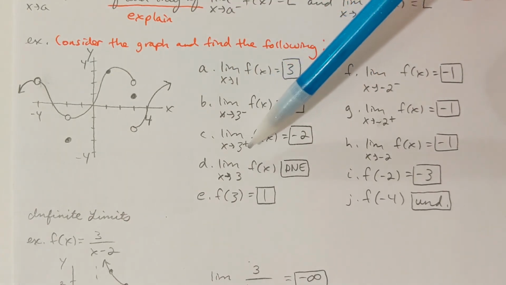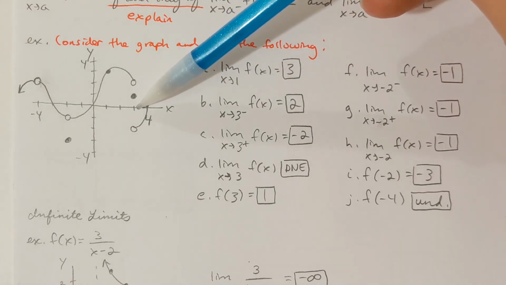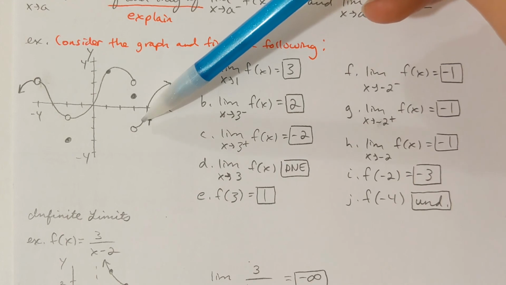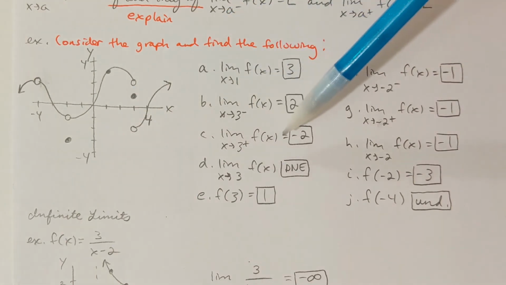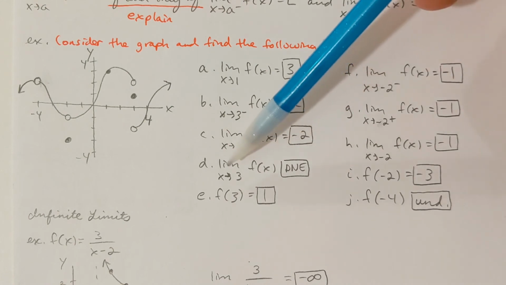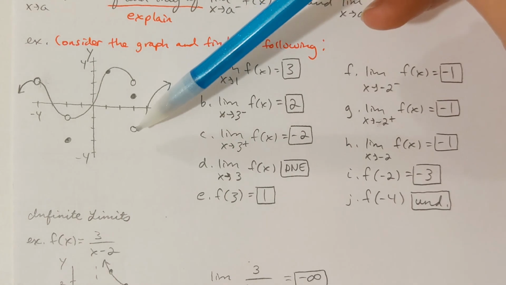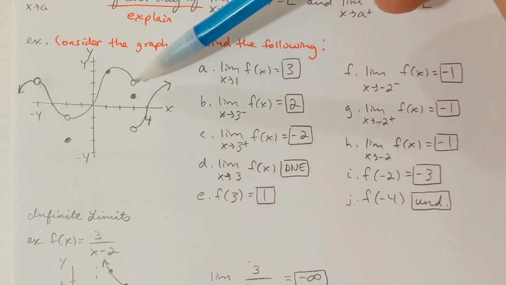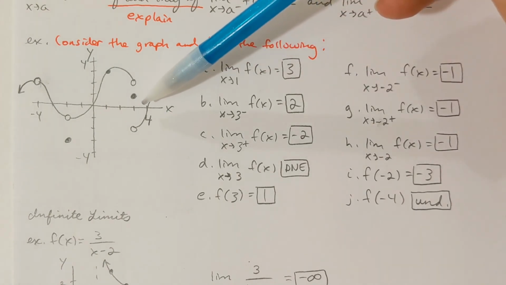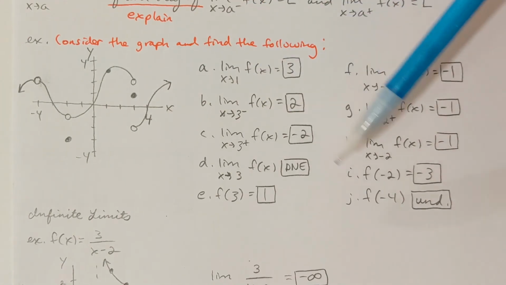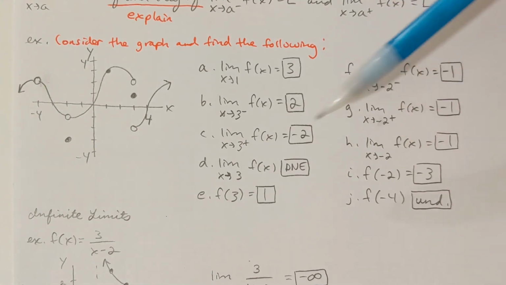The limit as x approaches 3 from the right of f of x. Well, if I'm on the right side of 3, the y values are getting closer and closer to negative 2, it looks like. Okay, now the limit as x approaches 3 of f of x does not exist because it kind of depends on what side of 3 you're on, right? If you're on the left side of 3, the y values are getting closer to 2. If you're on the right side of 3, the y values are getting closer to negative 2. They're not approaching the same y value.